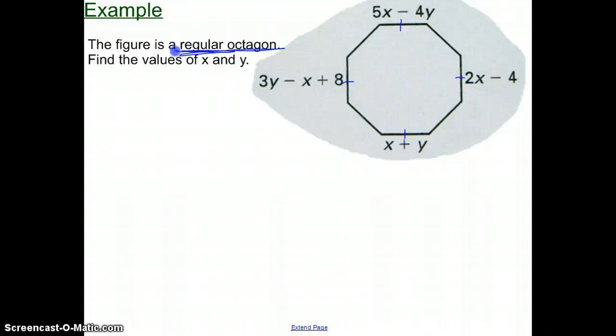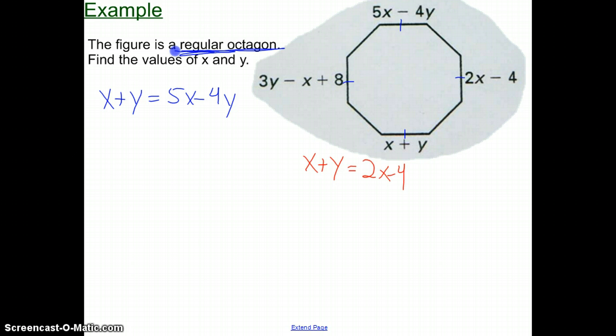So you just need to set two of these sides equal for one equation, two different sides equal for the other equation. I'm going to go x plus y equals 5x minus 4y for one equation. My other equation, I'm going to go with x plus y equal to 2x minus 4. All right? So here's my system. I got these two equations. Now normally they're written all together like this, but we got to do some work with each one, so that's why I'm kind of moving them apart.